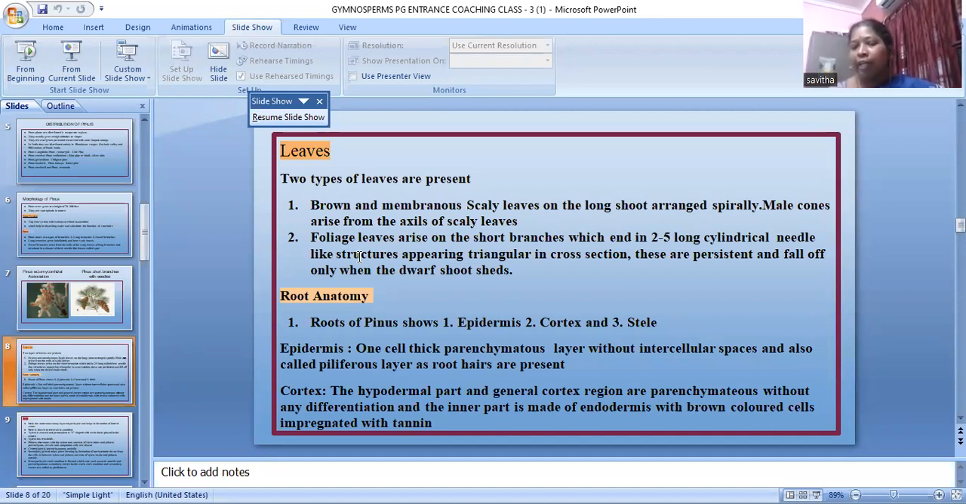When the dwarf branches fall, then only the needle-like leaves will fall off. But otherwise, they will be living like that only. They are persistent in nature. Hence, these Pinus plants are evergreen in nature.